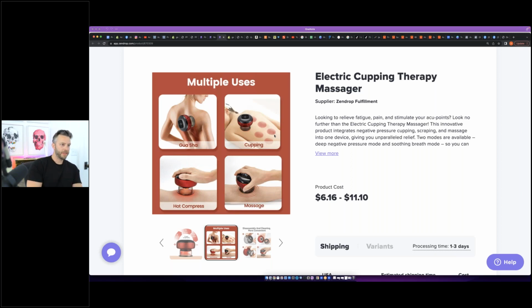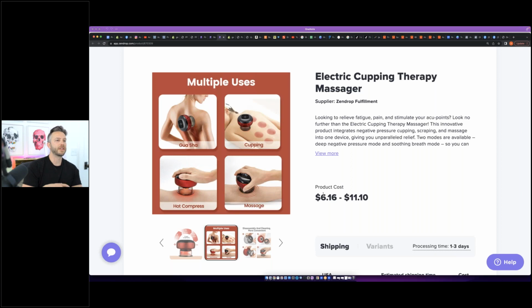So what I love about this is it is a cool product, really neat, easy to use. It has hot compression, massage therapy, gua sha, whatever the heck that is, I don't know, and then a cupping ability. People are probably going to buy 3. 2 to 3. I would be willing to bet that the AOV on this is 2 to 3. I haven't sold it, so I can't tell you, but I'd be willing to bet that it's 2 to 3 cups. And your product cost is $6 to $11.